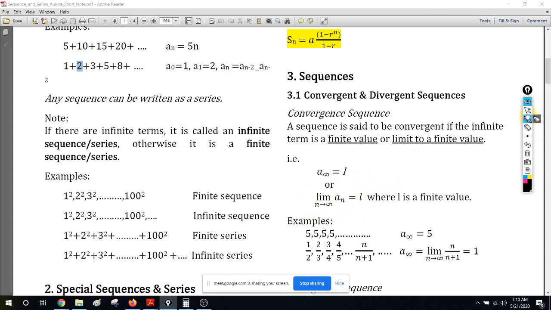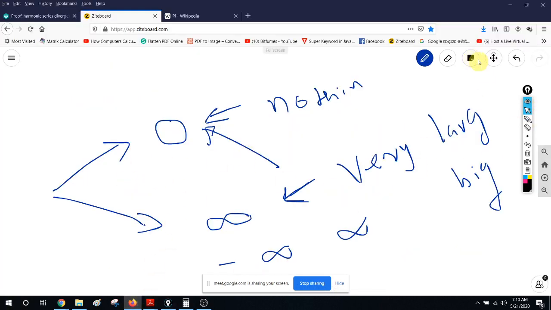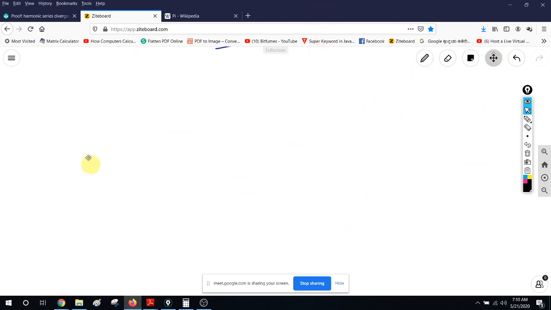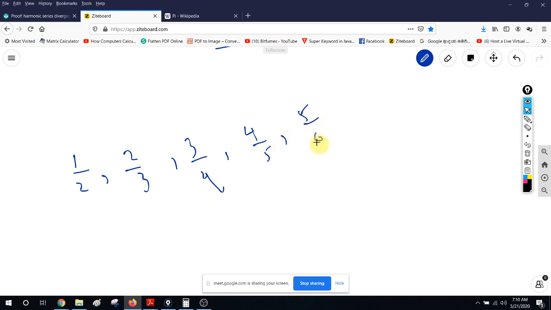A sequence can be convergent under this second definition as well. For example, if you take something like this, right? So we'll take an example, something like this: half, 2 by 3, 3 by 4, 4 by 5, 5 by 6. Right. Now you must see the pattern.